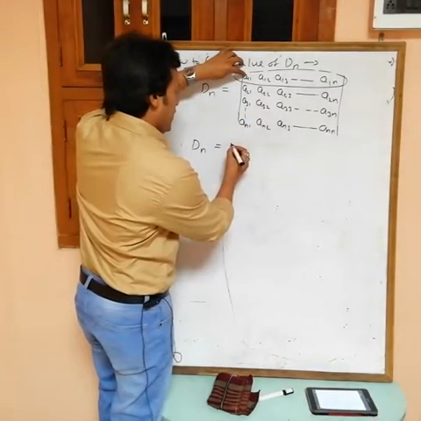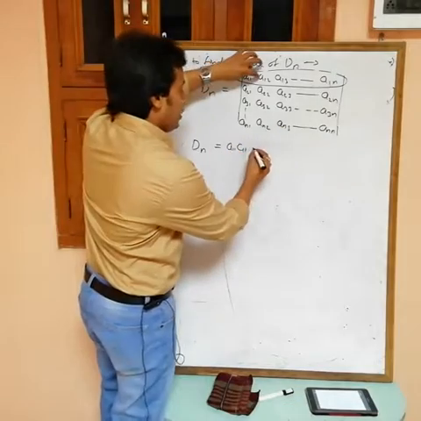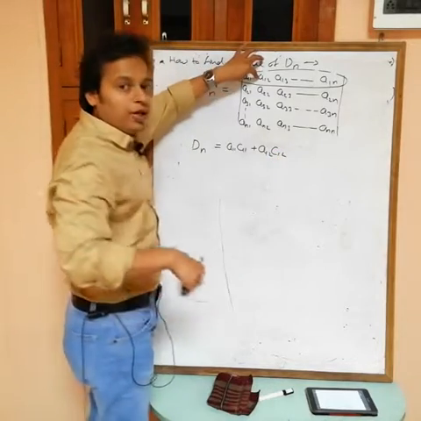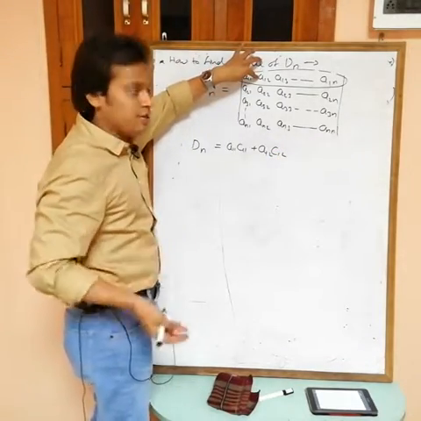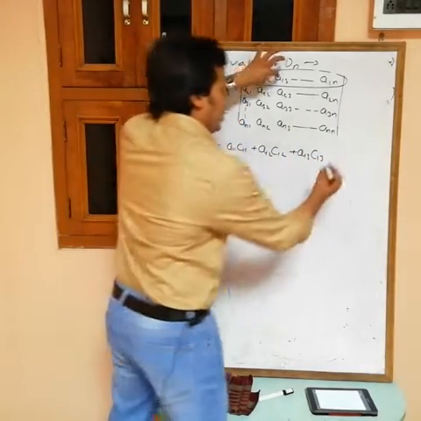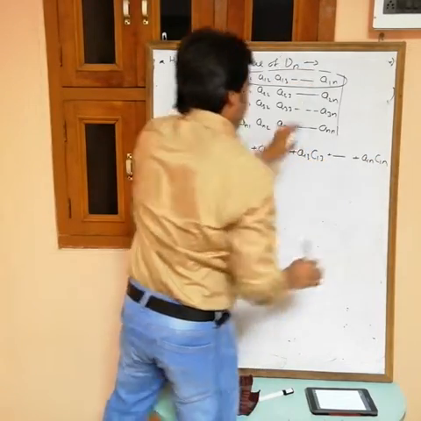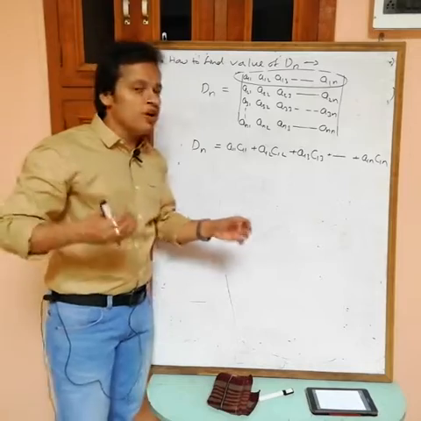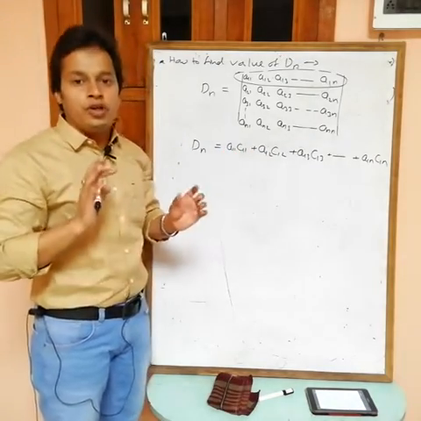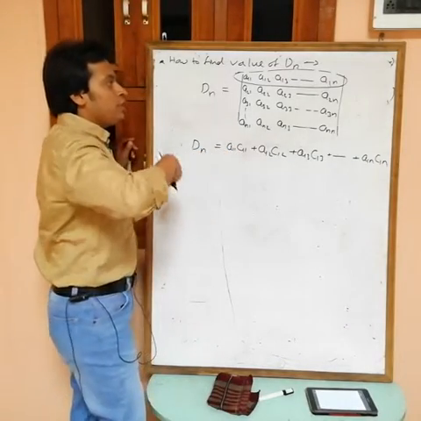It means multiply A11 with the corresponding cofactor C11, then plus A12 with the corresponding cofactor C12. How to get the cofactor? First find the minor, then decide the sign. Multiply A13 with the corresponding cofactor C13. Similarly, at the end A1n into C1n. So the value of determinant is the sum of the product of the elements of any row or column with the corresponding cofactor. This is the value when I select the first row R1.